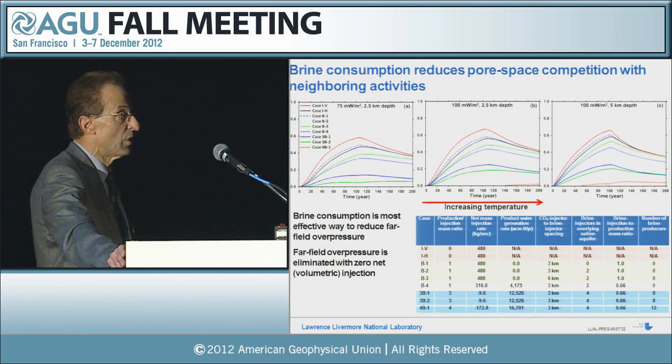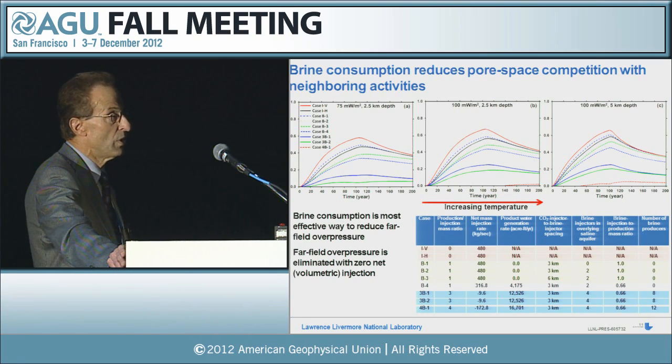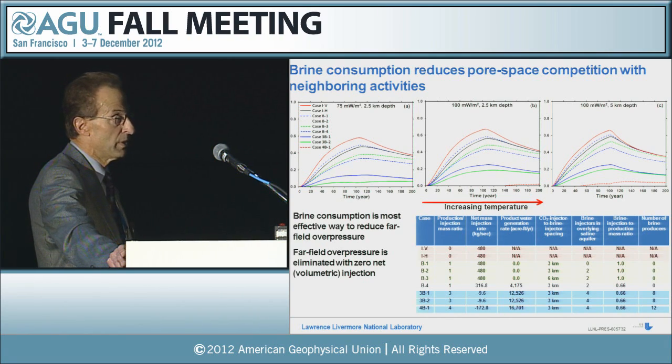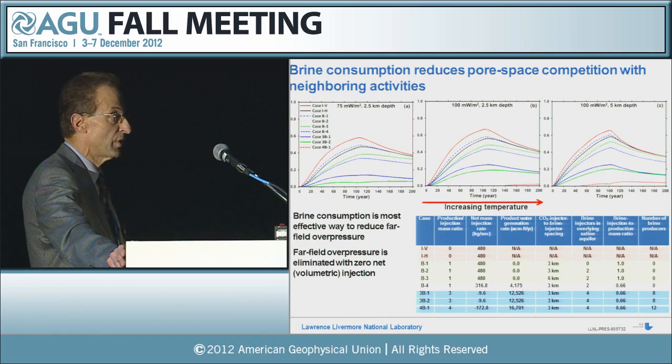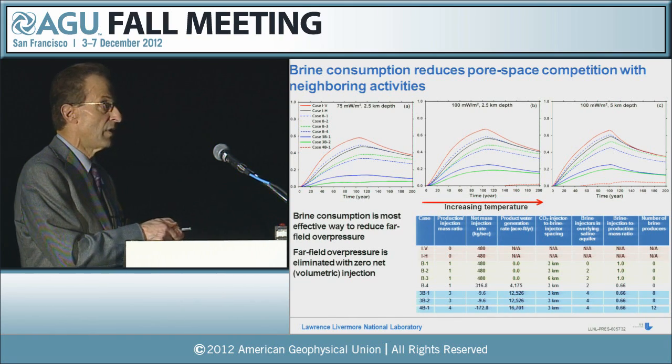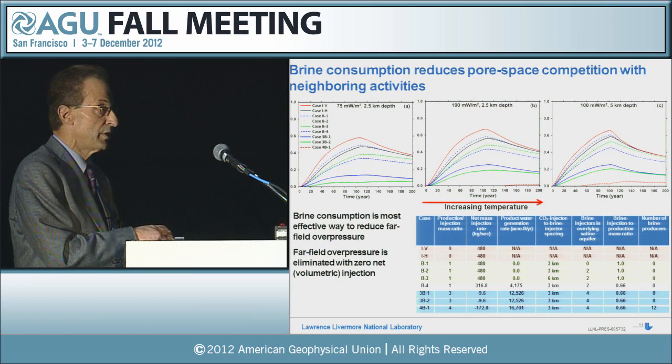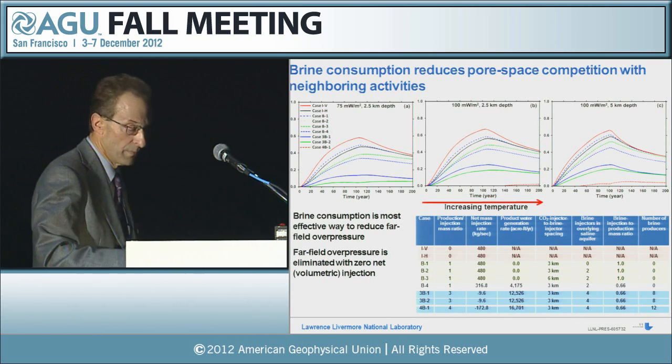And so what we find is that, in terms of kilograms, we have to remove mass. We have to remove more mass of brine than CO2 because CO2 is roughly 30 to 40% less dense than the native brine. So to achieve this, we have to have net mass injection ratios that are less than 1.